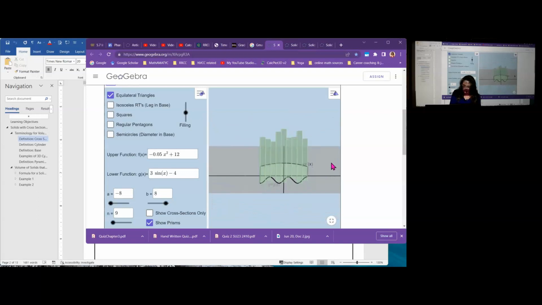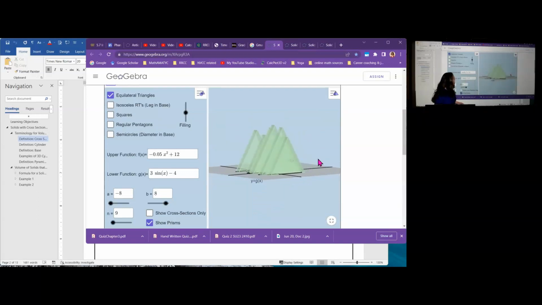In this particular case, all of the cross sections are equilateral triangles. You can see it's checked up here at the top. That means that the length of all sides of the triangle are the same. How would we find the volume of one of those slices? Well, since all the sides are the same, and because the area of a triangle is 1/2 the base times the height, I need to know how long one side is.